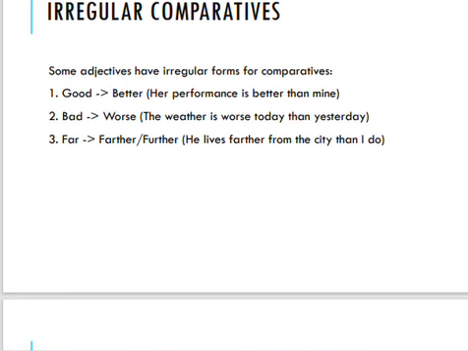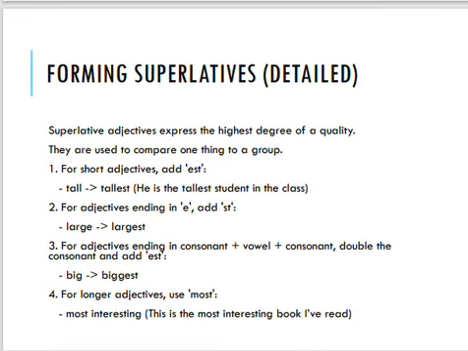Now, let's talk about superlative adjectives. We use these to express the extreme quality of something among a group of things. Here are the rules to form superlatives. 1. For short adjectives, add "-est". For example, tall becomes tallest. He is the tallest student in the class.